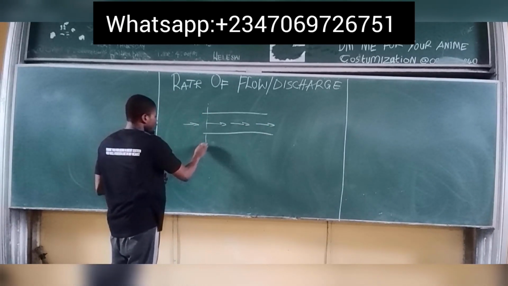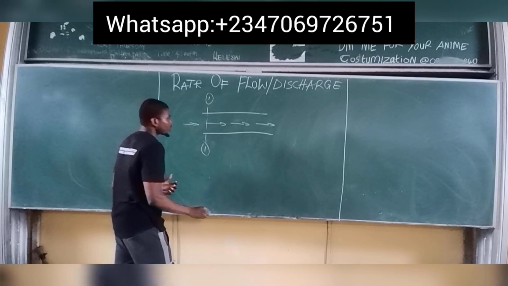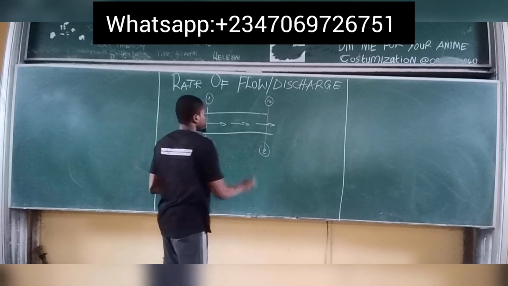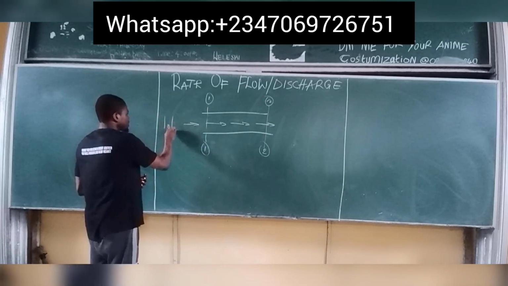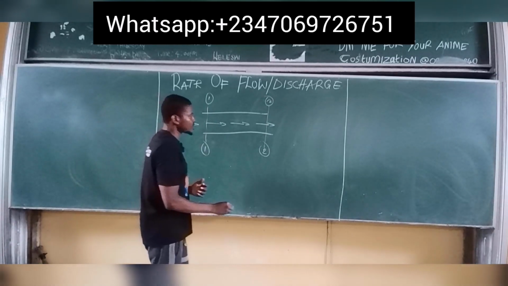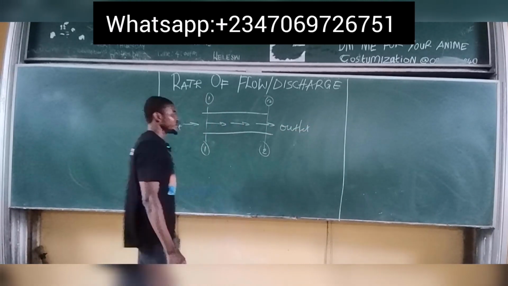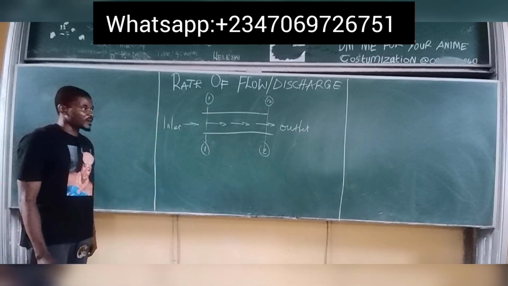this section 1 of the pipe, and let's call this section 2 of the pipe. So this is simply the inlet, okay, and this is simply the outlet of the fluid flow through this given pipe.